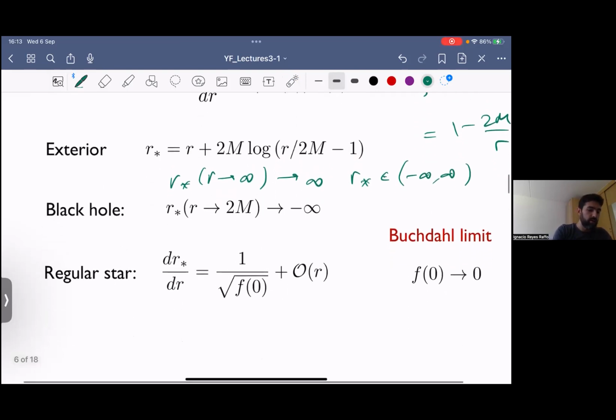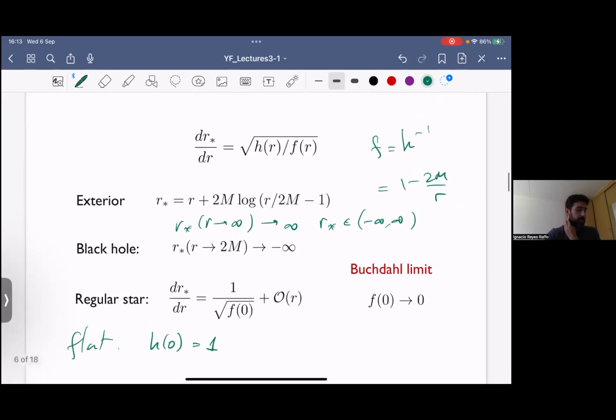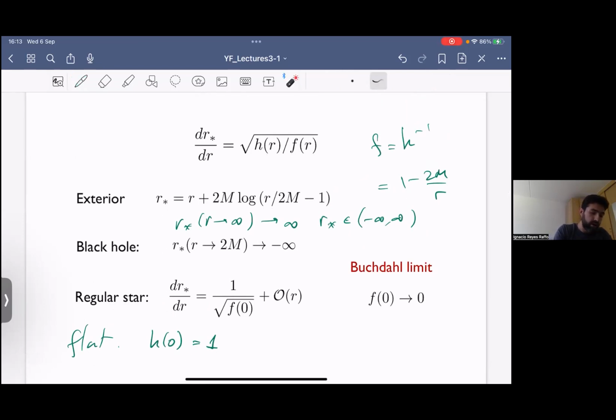Now, what happens if we take a regular star? A regular star, as we just said, satisfies the condition that h at the origin, the other function in the metric, has to be 1. This was the requirement of flatness. So if you look at the equation that defines the tortoise coordinate here, we can evaluate this thing at the origin. h goes to 1, and the only thing that survives is the square root of f, which is written down here. And then of course you get corrections, but those things are going to be subleading with the radius.